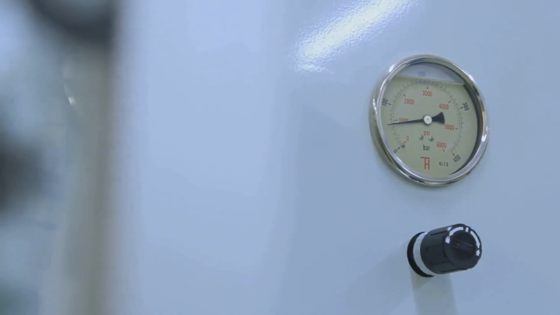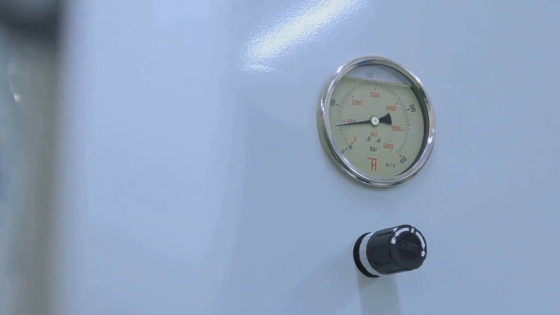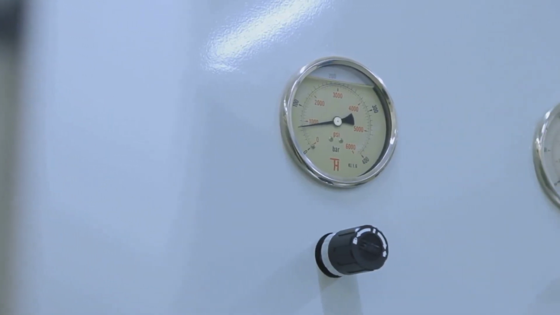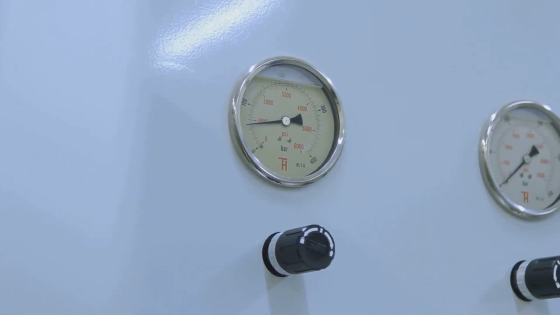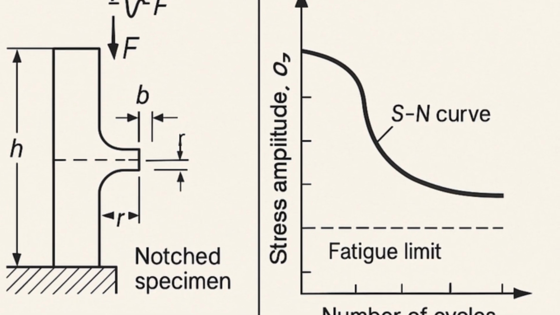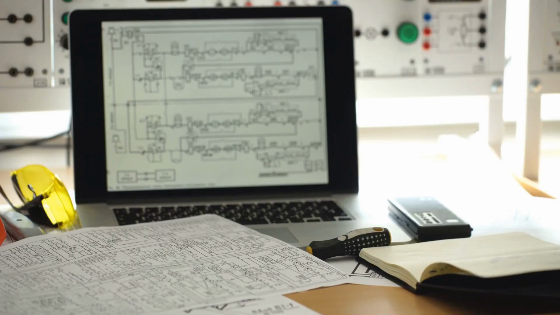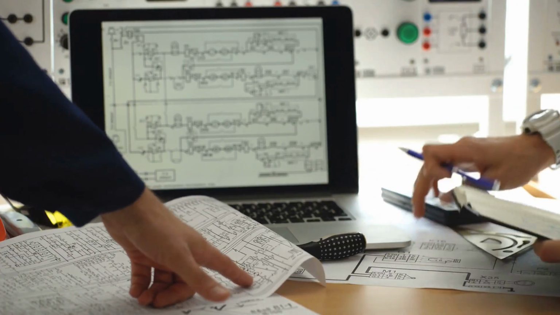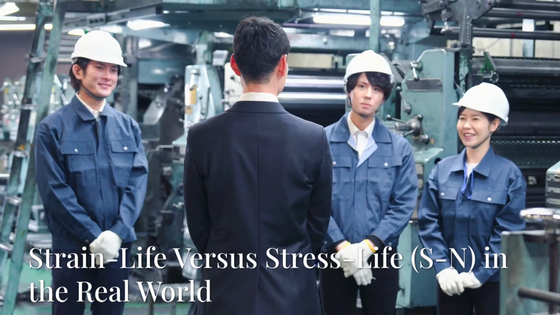If we know the cyclic strain a component will experience in a particular spot, we can use this curve to estimate how many cycles it will last. It's a cornerstone of modern fatigue design, allowing us to understand the limits of our materials with much greater clarity and confidence than before.